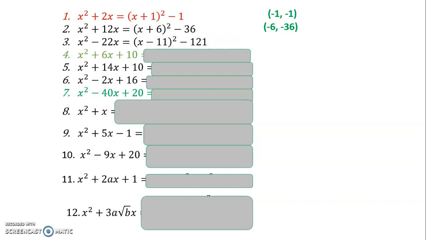Next, we should have x subtract 11 all squared, subtract 121. So this one, we should have 11, -121. And then for the next one, x plus 3 all squared, add 1. So our minimum point will be -3, +1.